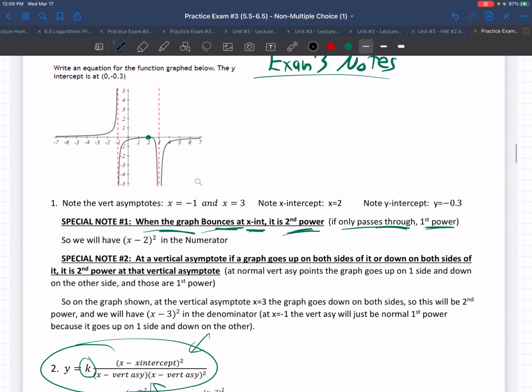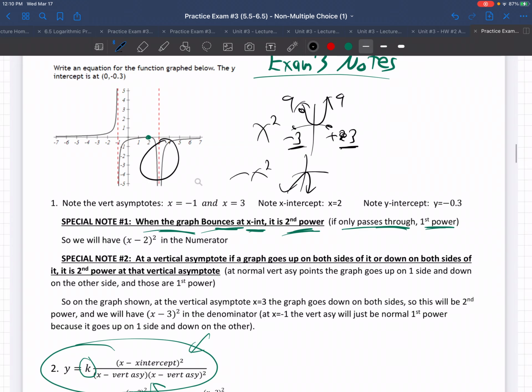Why is that second power? Well, because if you think about x squared, what's the graph of x squared? It's a U-shape, right? And negative x squared is a U-shape down. It's the same on both sides. That's because if you plug in, let's say, positive 3 or negative 3, either way you get 9, right? Because positive 3 or negative 3 squared is 9. Second powers make things come out the same, don't they? So it makes sense if it's on the same side of a vertical asymptote, both down or both up, it's going to be second power.